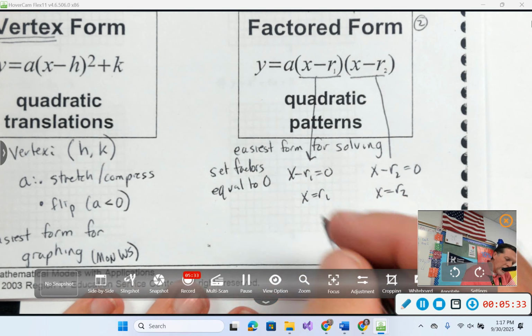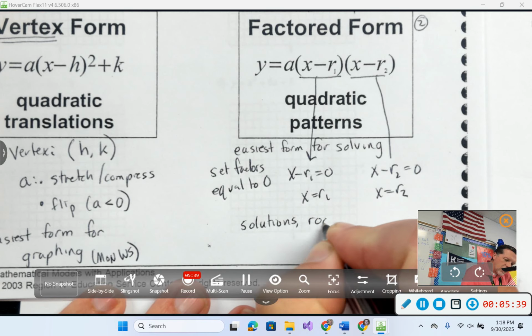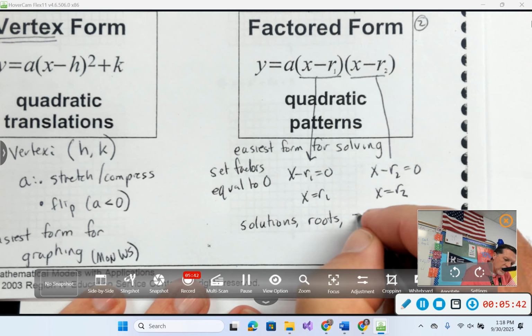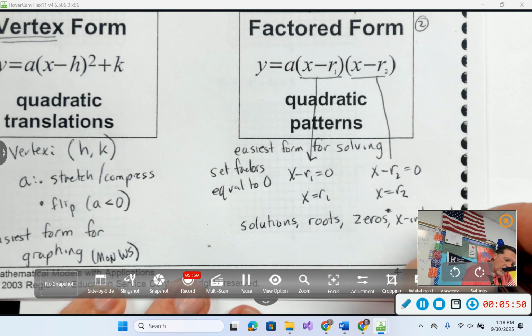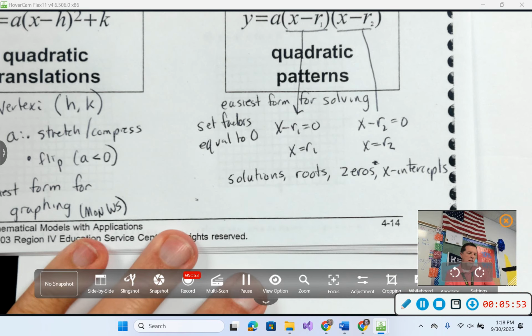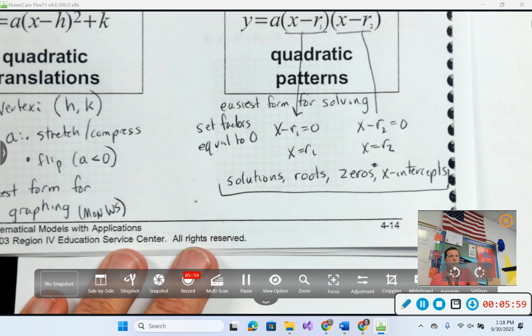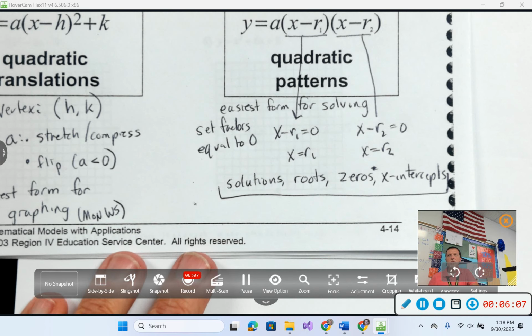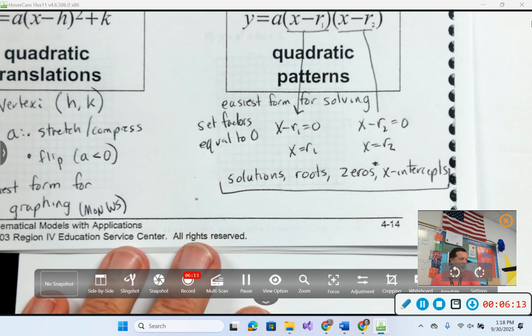And those 2 answers have a bunch of different names. Solutions, roots, zeros, and x-intercepts. Those are all the same thing. Sometimes students get confused when we start doing those. They're like, oh, I don't know how to find the roots. I can find the solutions, but how do I find the roots? Hold on. They're all the same thing. So we'll ask it a bunch of different ways, but it's really the same thing.